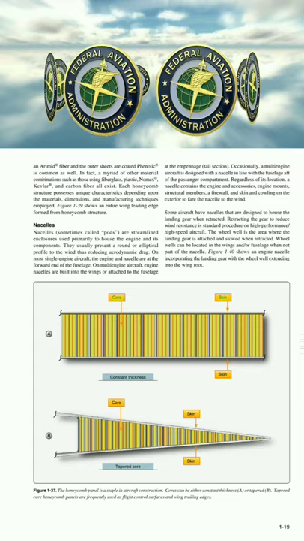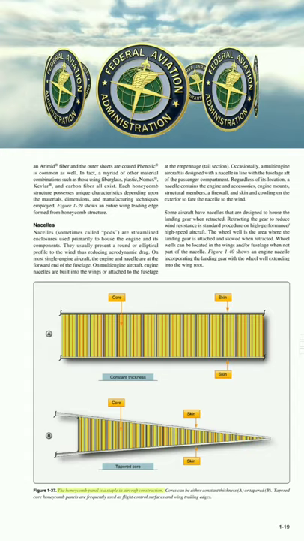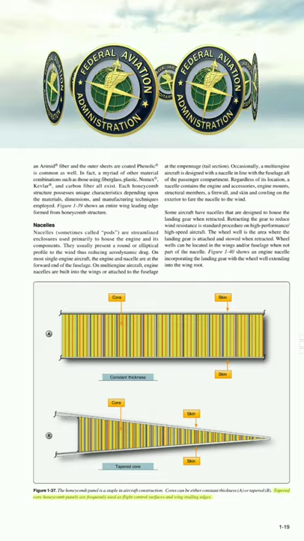Core, skin. A. Constant thickness. Skin, core, skin. B. Tapered core. Figure 137. The honeycomb panel is a staple in aircraft construction. Cores can be either constant thickness A or tapered B. Tapered core honeycomb panels are frequently used as flight control surfaces and wing trailing edges.